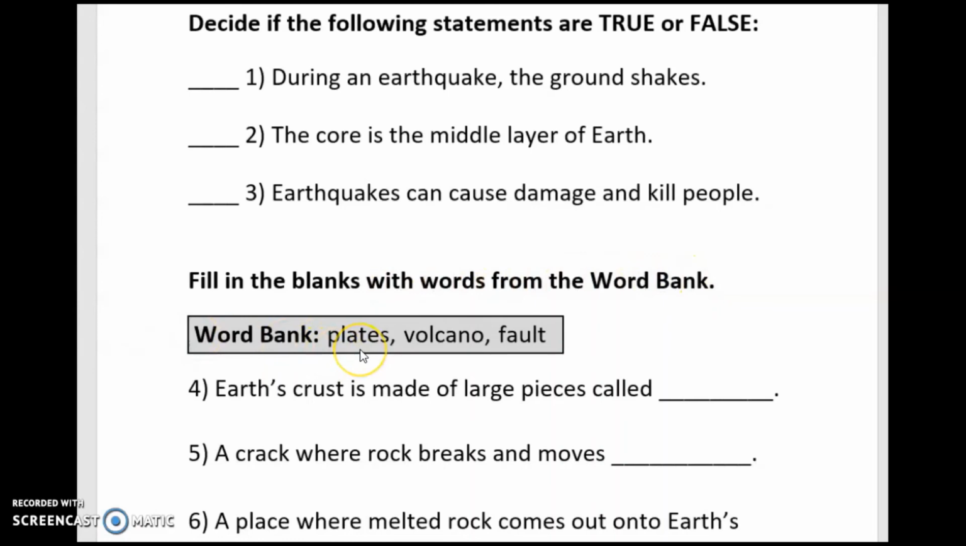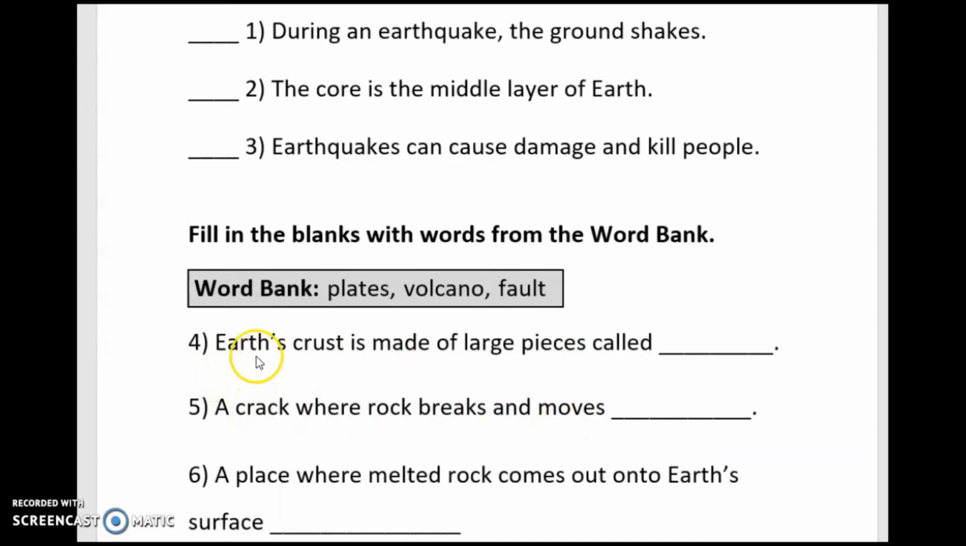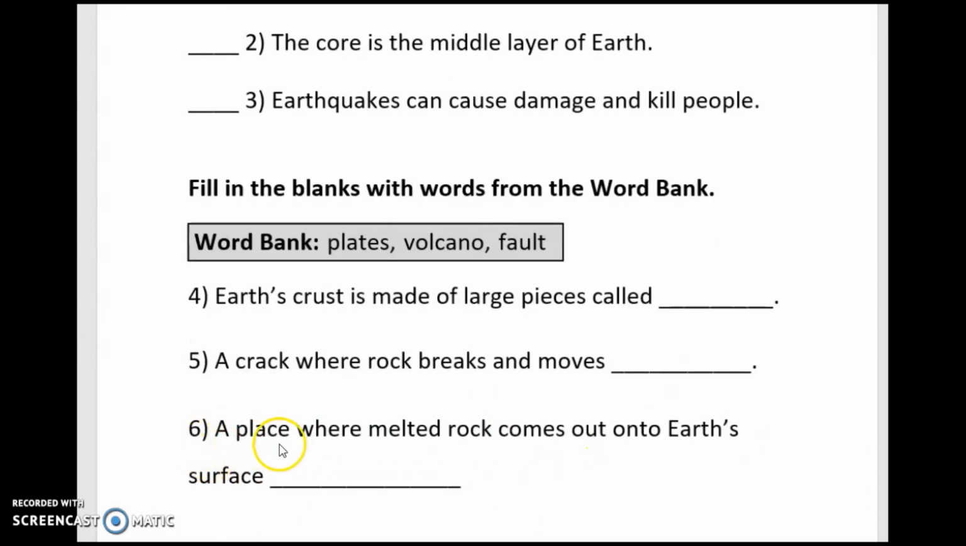Word bank: plates, volcano, fault. Okay, number 4. Earth's crust is made of large pieces called blank. Number 5, a crack where rock breaks and moves. What is that called? Okay, number 6. A place where melted rock comes out onto Earth's surface. Remember, these are 3 spaces. You're going to fill them with these 3 words. Figure out which one goes where. That's it for today's assignment.